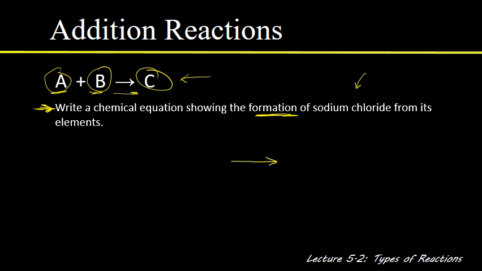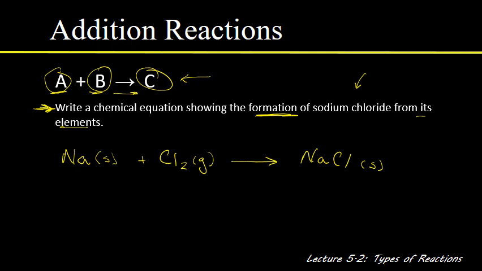So we're talking about the formation of sodium chloride. So we can put that on the right-hand side, and we're forming it from its elements. So that means we're starting with sodium and chlorine. And if it doesn't tell us anything to the contrary, then we should assume these are under standard state conditions. And sodium, we know, is a solid. Chlorine, we know, is a diatomic gas. And sodium chloride, because it's an ionic compound, we know that's going to be a solid.